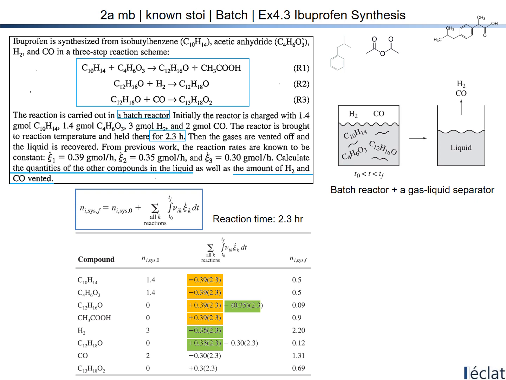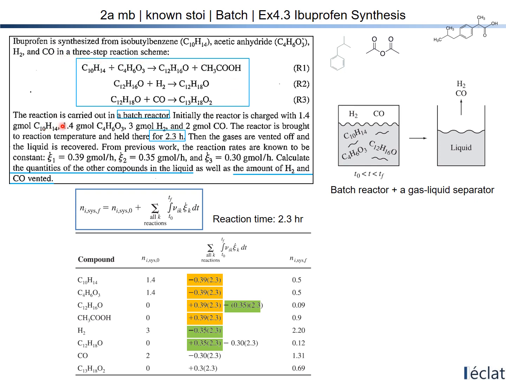Another example with the balanced chemical reaction equations. Example 4.3 about ibuprofen synthesis. Ibuprofen, the painkiller, is synthesized from C10H14 and acetic anhydride, H2, and carbon monoxide in a 3-step reaction scheme like that.